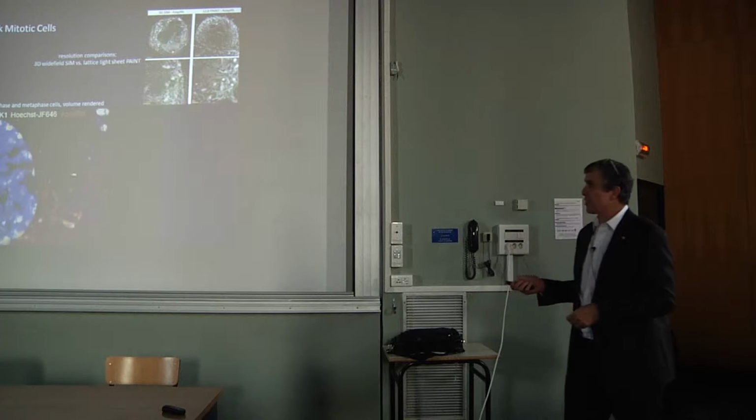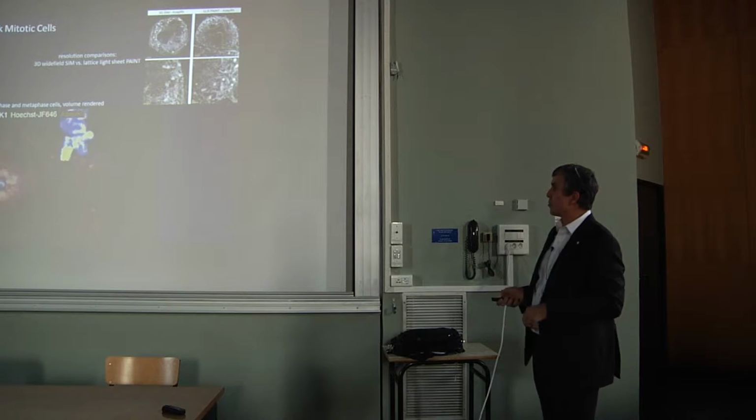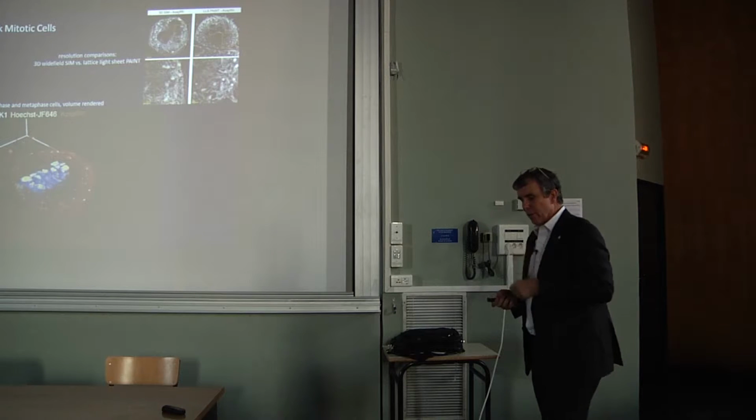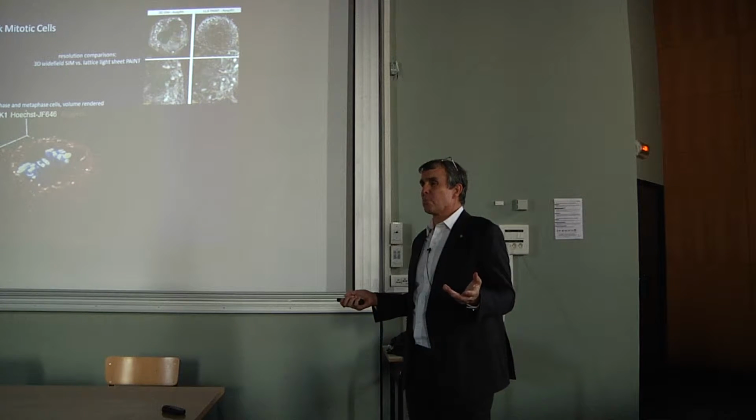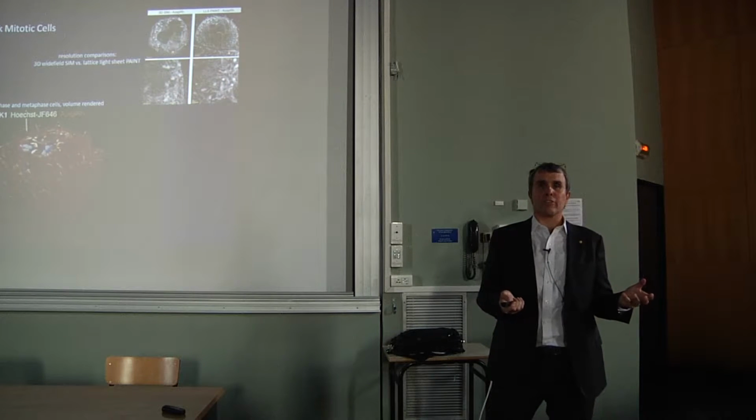So this is a different example of looking at mitotic cells, a pair of cells, one in prophase, one in metaphase. And in this case, what we're doing is comparing to another technique I'm going to talk about in a few minutes called structured illumination microscopy. So that's another method to get at least twice beyond the diffraction limit.